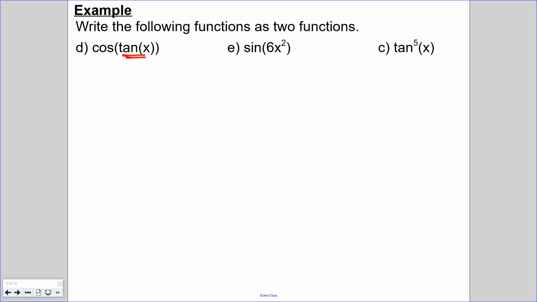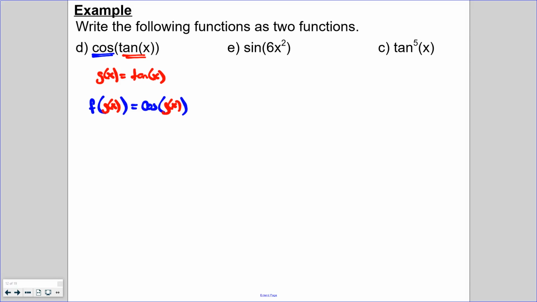We want to identify the inside function first. So that means we have g of x is equal to tangent of x. And we can see that the outer function is going to be our cosine. So therefore f of g of x is going to be equal to cosine of g of x. So again, we have our outer versus our inner.